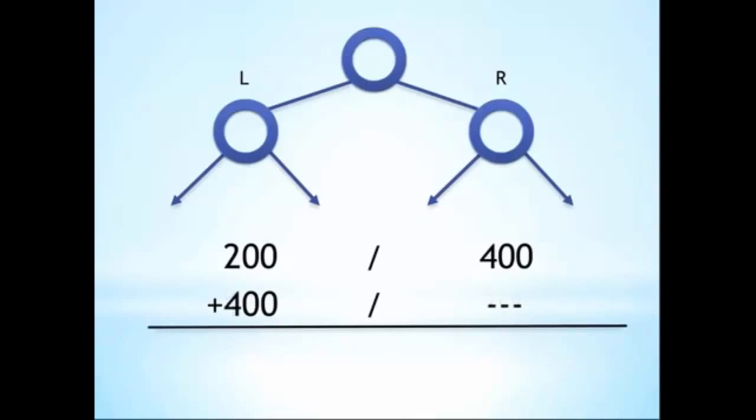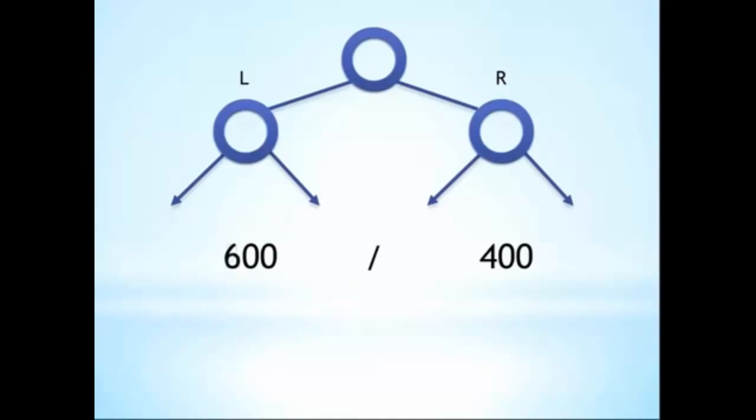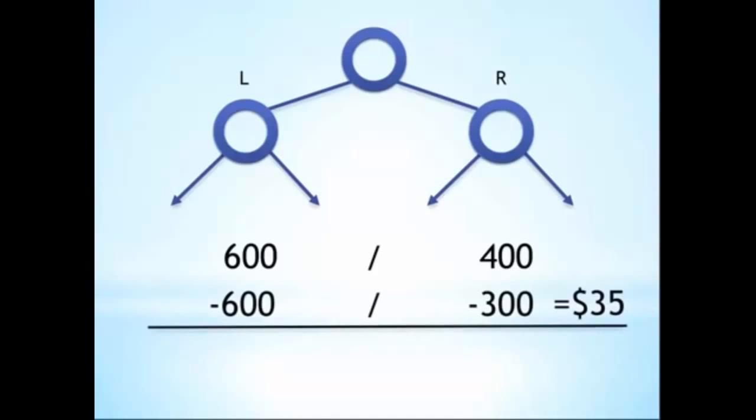Another possible scenario is for 400 more points to accumulate in the left side, leaving the tree looking like this, with 600 on the left and 400 on the right. In this case, the computer would subtract 300 from the right side and 600 from the left, leaving the tree with 100 points on the right and 0 on the left.